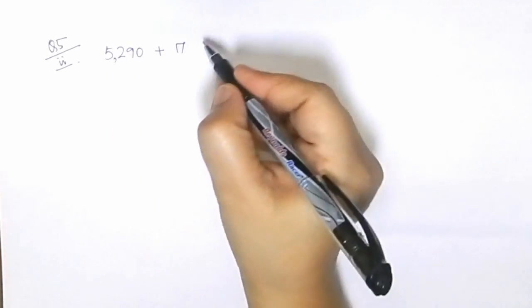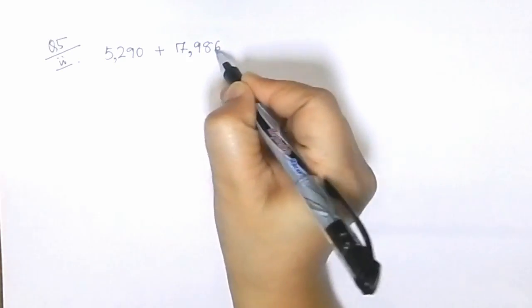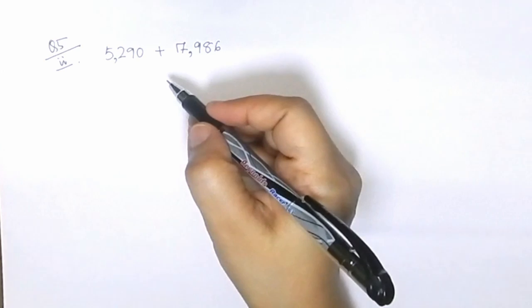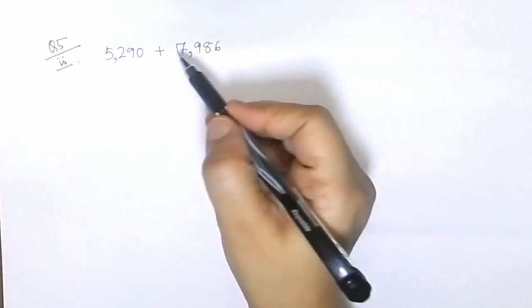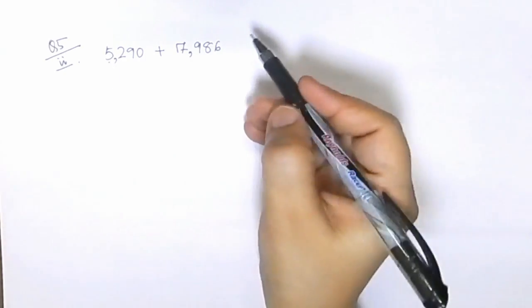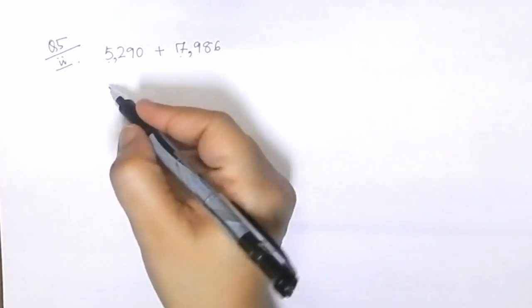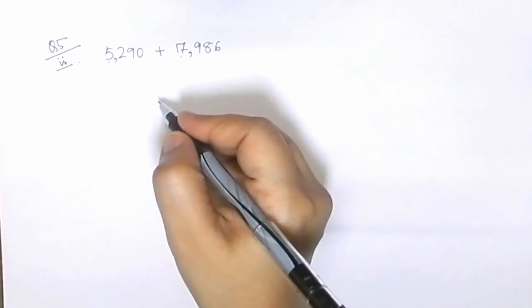5290 plus 17,986. Now in question number 5, you have to round off to the nearest greatest place. Which is the greatest place in each case? In this case, the thousands place, and in this case the 10,000s place. So I have to estimate each of the terms separately and then find out the sum.